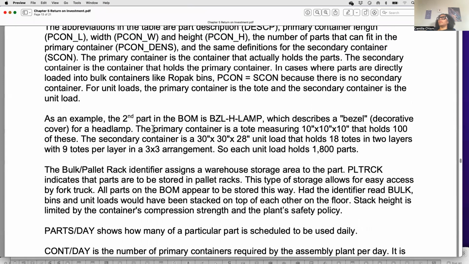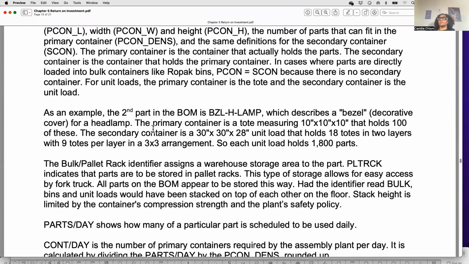The second part in the BOM we're going to look at looks like some sort of headlamp bezel. So you'll also learn some of these terminologies and descriptions.